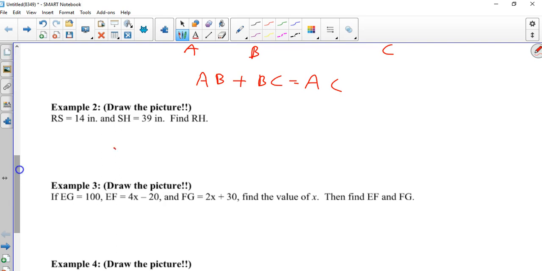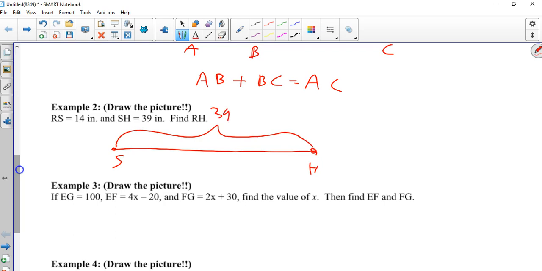Well, since SH is the longer piece, I'm going to do this. SH, I'm going to say, is 39. RS, well, that means R is somewhere in between. RS is 14. Well, I'm going to guesstimate. It doesn't have to be perfect or to scale. But obviously, I'm not going to put it in the middle because that would be about 20. So I'm just going to put it somewhere around here. And it says find RH. Well, RS is 14. So I'm trying to find the remainder portion. That's 39 minus 14, which equals 15. And it is in inches.